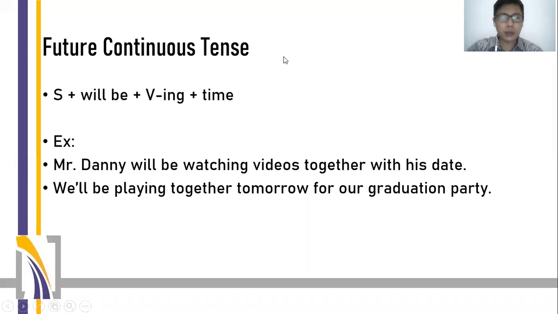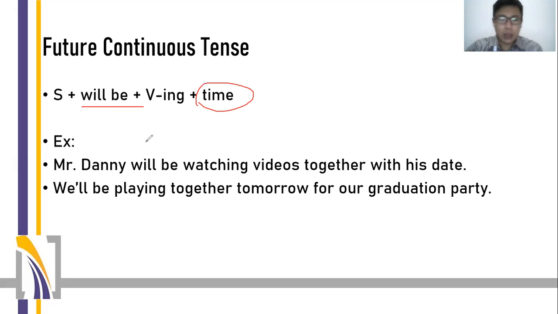Let's move on to the future continuous tense. Now, this is the easiest one of the three continuous tenses. Why? Because all you need is will be. That's all. And you don't even need to use the time sometimes because you know it will happen in the future, but you maybe don't know when. That's the difference. You could use the time, for maybe next year, next month, but sometimes you don't need that.